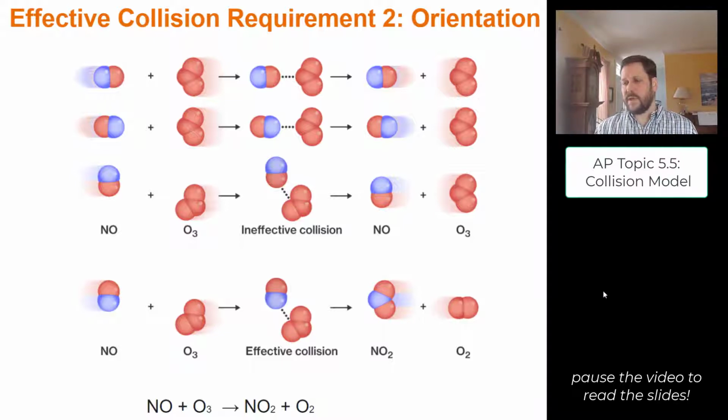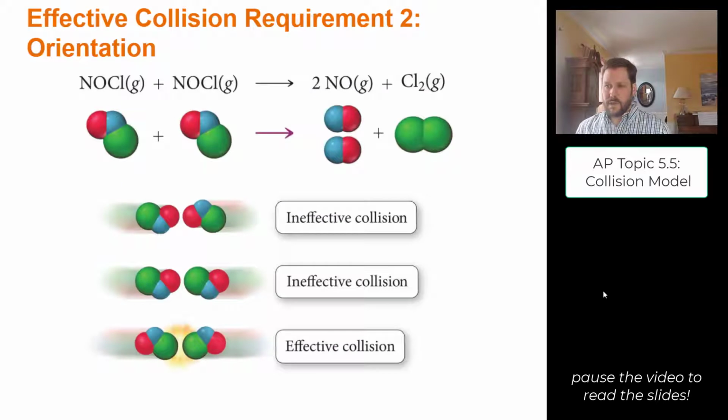We can maybe reason that that is a sensible orientation to be required. Here's another example of a reaction that illustrates this requirement of orientation being necessary for an effective collision. There are two molecules of nitrosyl chloride that are reacting to form chlorine gas and other products. But since chlorine gas, diatomic chlorine, is a product, it maybe makes sense that the two chlorine atoms have to combine in order for the collision to be effective.